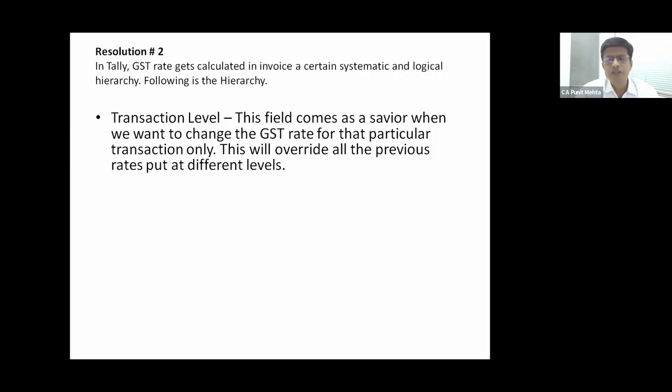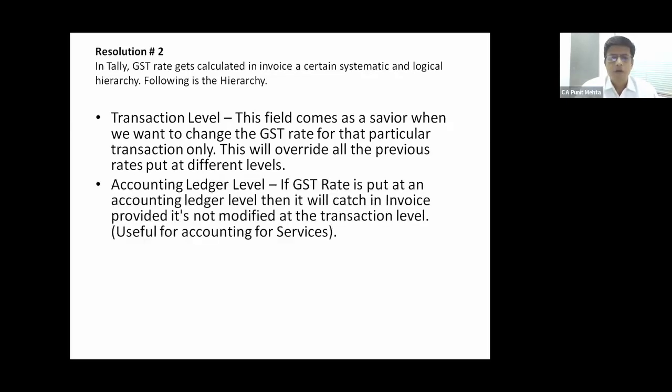So the first is the transaction level. Whenever the rate comes and you have accepted the transaction, Tally will give prominence to whatever is mentioned in the transaction, and that will be accepted and not the masters. Okay, after the transaction, Tally gives prominence to the accounting ledger. So the question that I had put before I started this slide was that Tally is calculating a different rate. The transaction is calculating a different rate and the item master is showing a different rate.